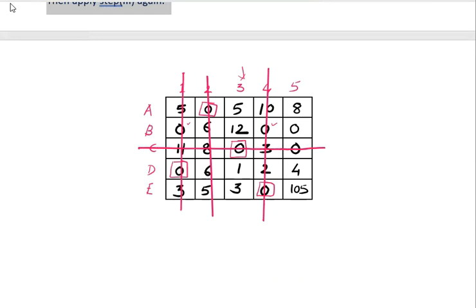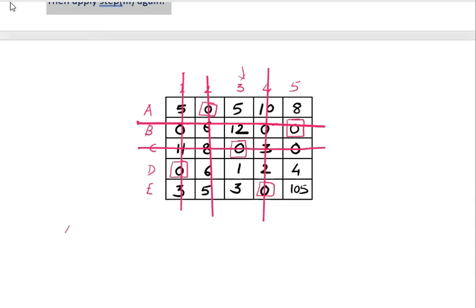So this is an assignment in the third column. Now look at the fifth column. There is a single zero left here. So we can make an assignment here and we have to draw one horizontal line for this assignment. So total number of lines are 5.